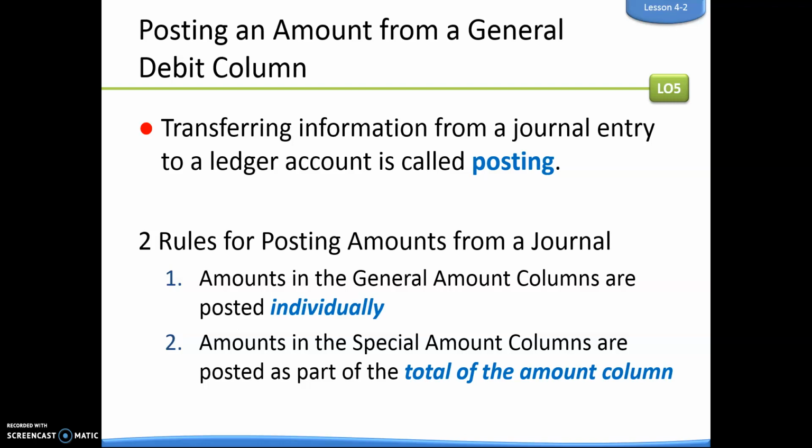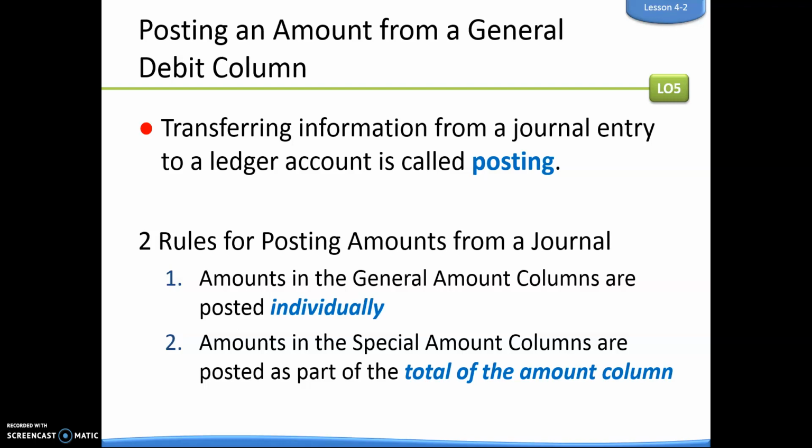Now, as I talked about in section 1, if we didn't use a ledger and all we had is our journal, there would be no place for us to keep a record of what is happening for each individual account. That is what the general ledger does. Okay? But in order to get our information from our journal to our ledger, we have to post.